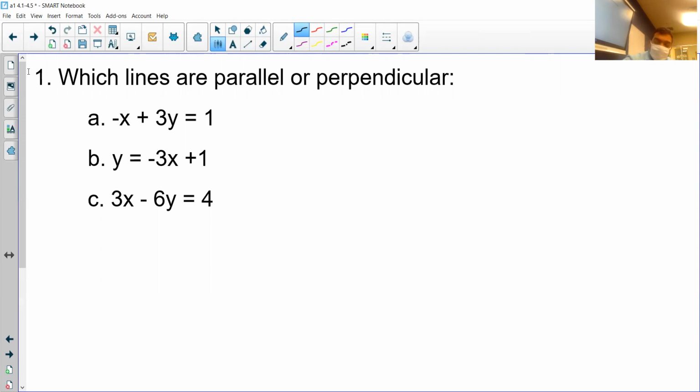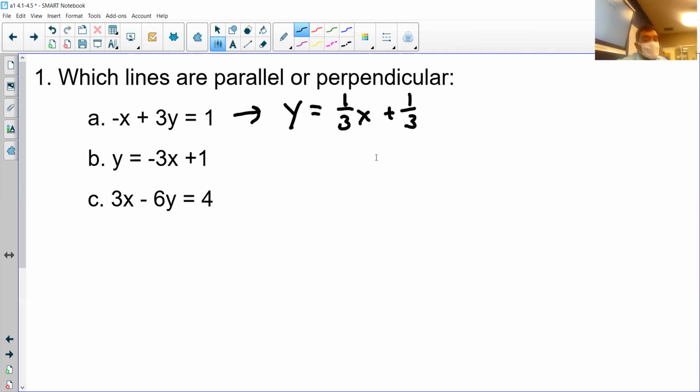Wait, okay, so do I divide? For the first one I got y equals x over 3 plus 1/3, but x over 3 is 1/3, so isn't that parallel? So you could write it like this. Oh, I wrote 3x. How do you get 1/3 twice?